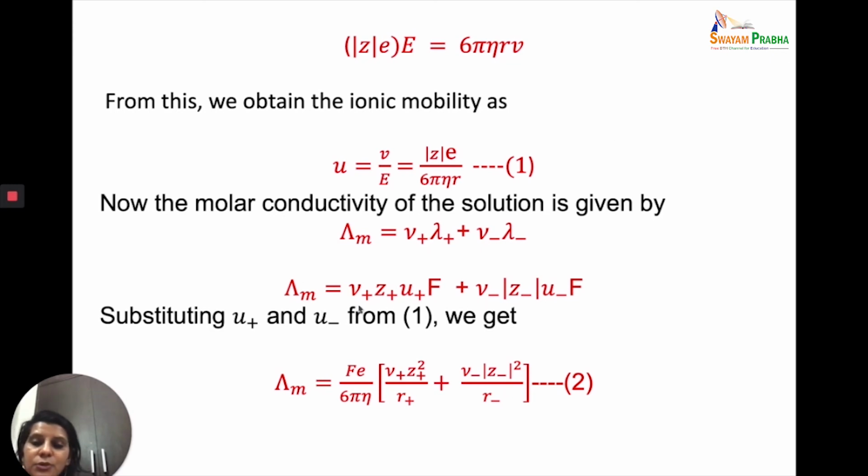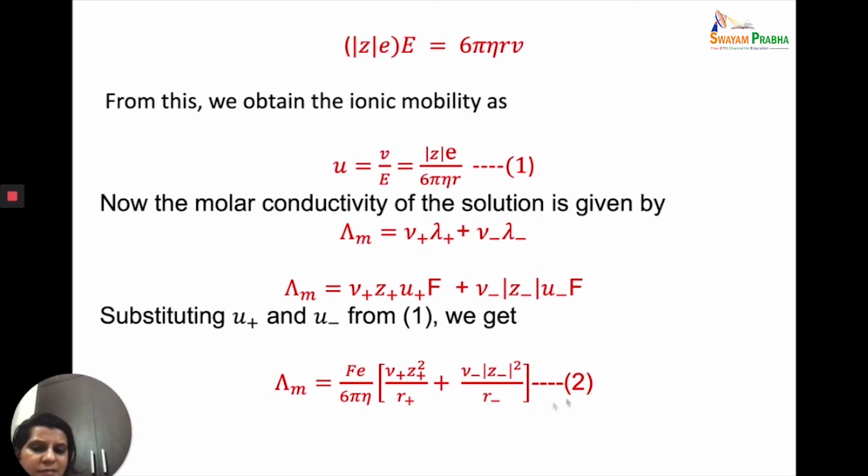Lambda m is equal to nu plus Z plus u plus F, plus nu minus Z minus u minus F. Just substitute the value of u from here into this and you get the equation: lambda m is equal to Fe upon 6 pi eta, nu plus Z plus squared upon R plus, plus nu minus Z minus squared upon R minus.